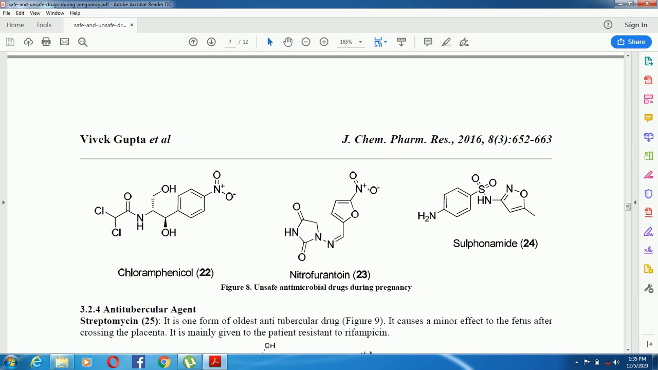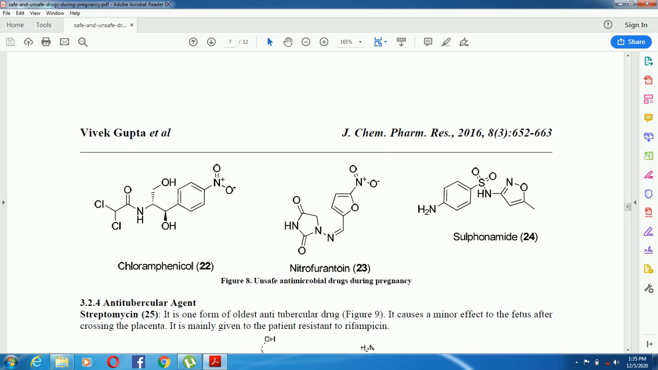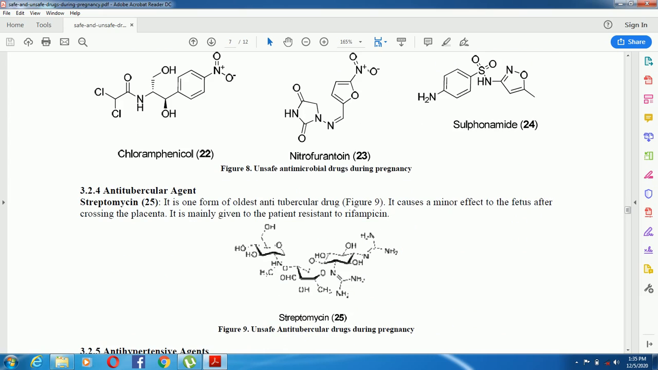So this is clear. You can see the chemical structure of chloramphenicol and its structure activity relationship, while nitrofurantoins and sulphonamides are in figure number 8. As we have already talked about the antitubercular agents in my previous lecture, streptomycin is one form of produced antitubercular drugs. In figure 9, it causes a minor effect to the fetus after crossing the placenta. It is mildly given to the patient, which is resistance to the rifampicins.